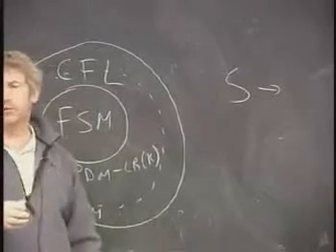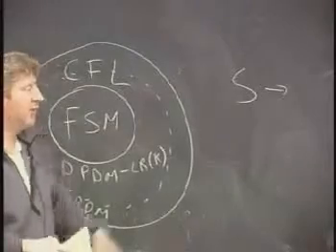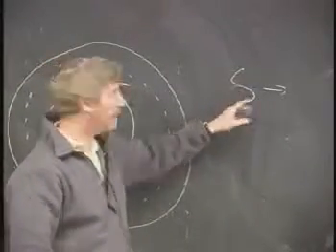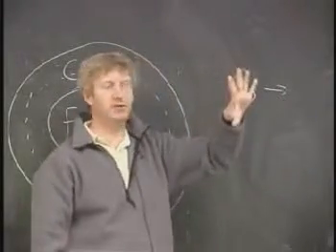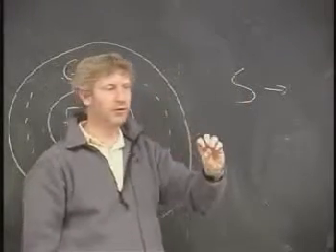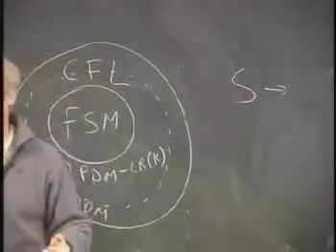Remember linear grammars, left linear grammars? They are more restricted than context-free grammars. They are context-free because they have a single non-terminal on the left. But on the right, they're restricted to having productions of the form non-terminal, terminal. That's if they're left linear. If they're right linear, they're restricted to be of the form terminal, non-terminal. But they can't be anything else. Here, we can have anything on the right.